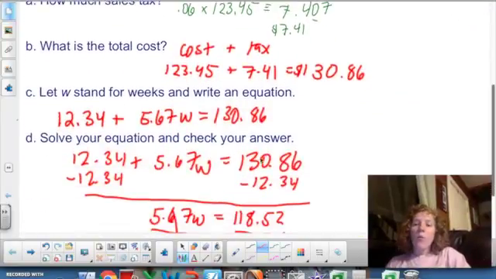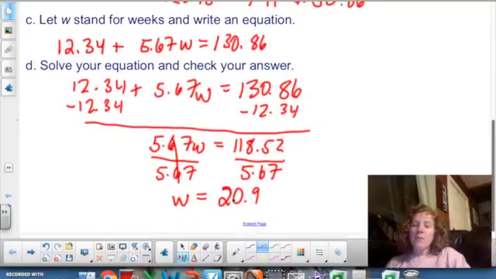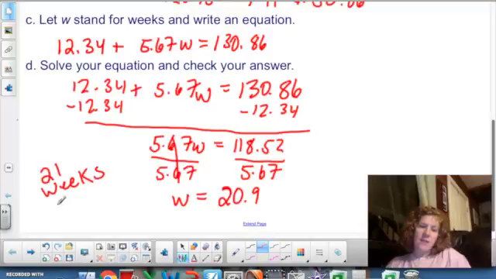Well, 20.9 means that 20 weeks isn't going to be enough. You're not going to have enough money. And we only know that at the end of each week I have $5.67. So that means I've got to round up to the next whole week, regardless of what this is. If it had been a 20.1, that still means that at 20 weeks I don't have enough money. At 21 weeks I do have enough money. So the answer then is 21 weeks of saving.